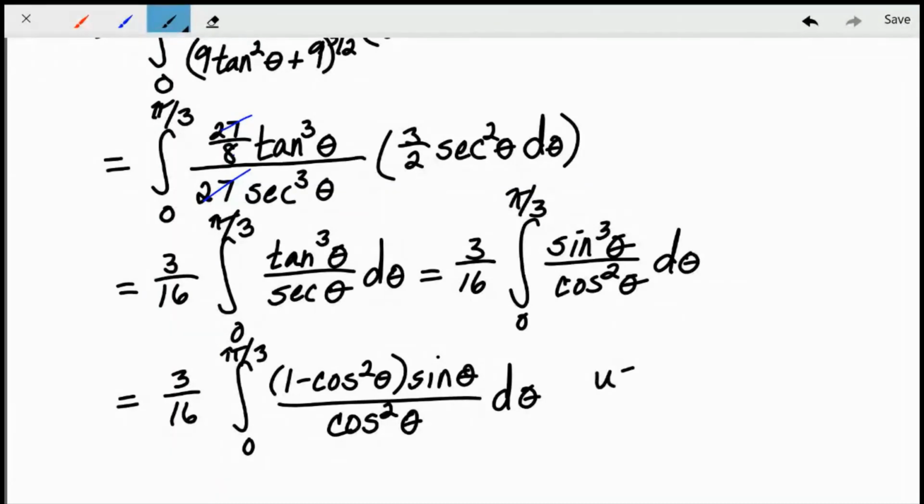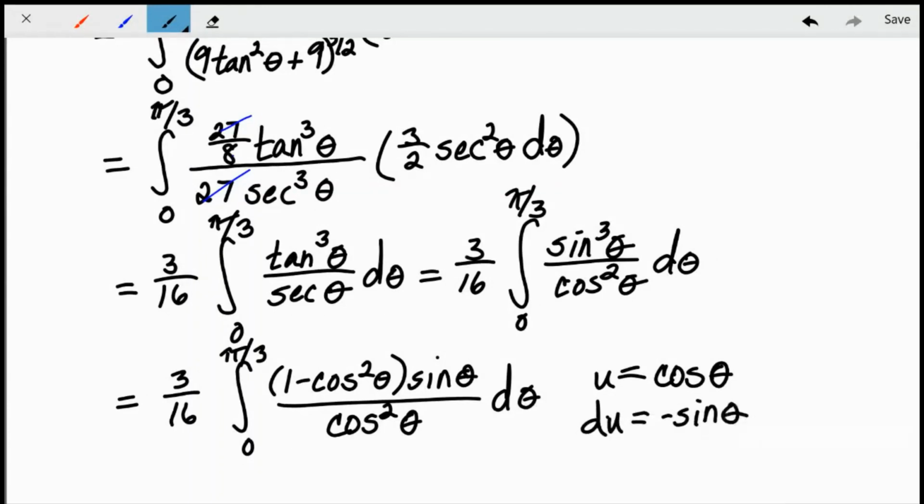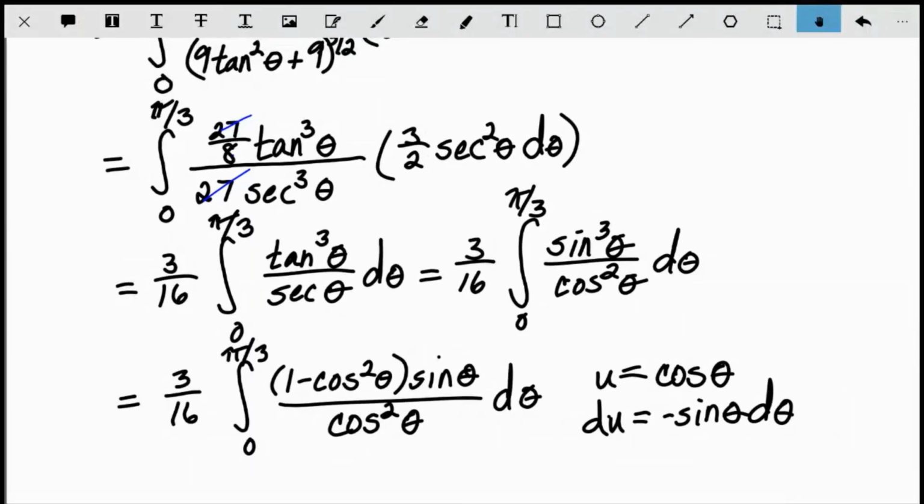So I'm going to do a u substitution. u is cosine theta, and my du would be negative sine theta d theta. Okay, so there's the substitution that I'm going to use. And again, it's not obvious right away that that's how we're going to solve it, but that's what we're going to use to simplify.